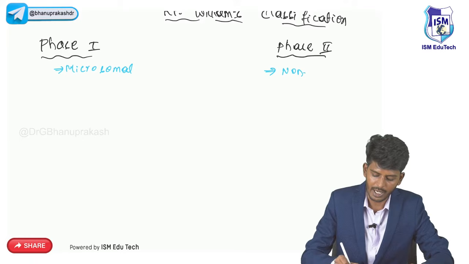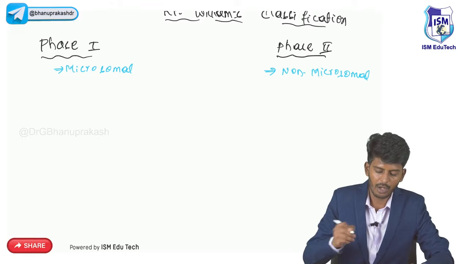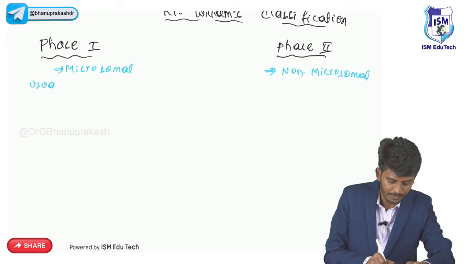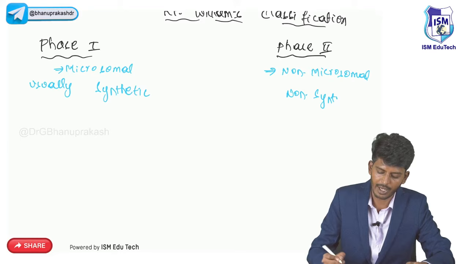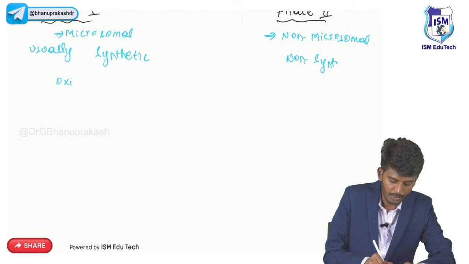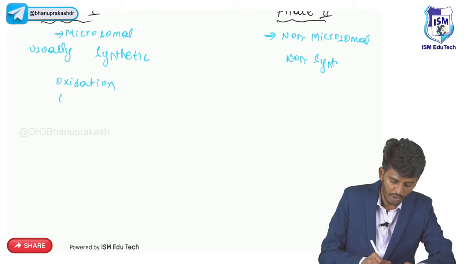Okay. Now, among these, you can also call it, what is that? The phase 1 reactions are usually non-synthetic reactions, while phase 2 reactions are synthetic, meaning they are going to synthesize something. Okay. Now, what exactly is this phase 1 reaction? For example, you talk about oxidation. You talk about oxidation, the phase 1 reaction. You talk about cyclization, the phase 1 reaction.